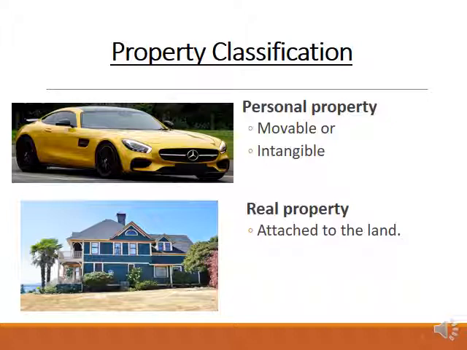Now, real property. Real property is anything attached to the land. It could be land, it could be a house. So the first thing is being able to make the classification distinction between personal property and real property.